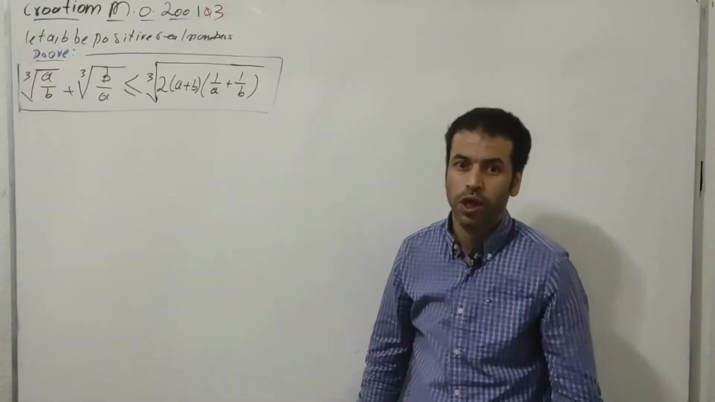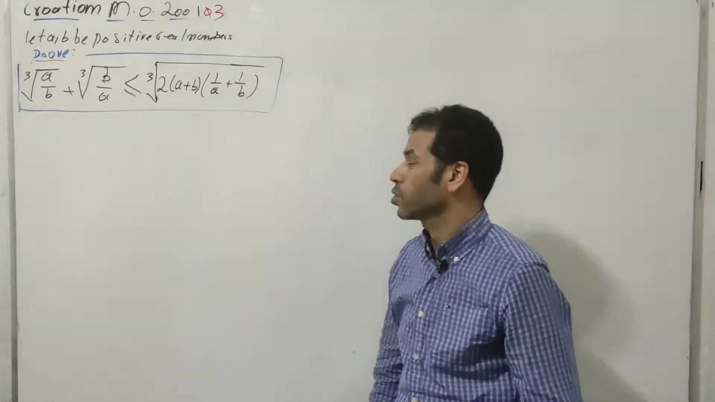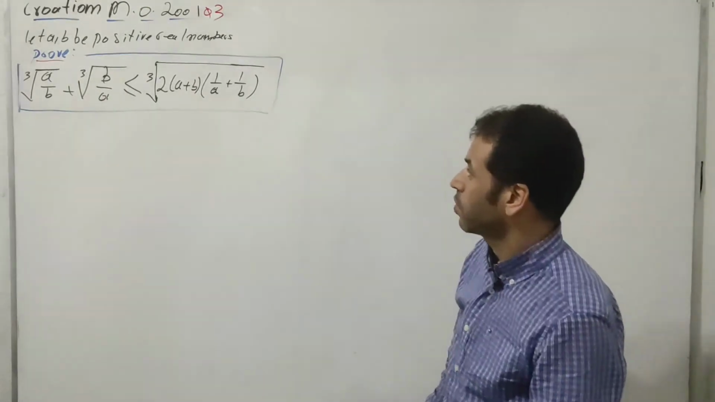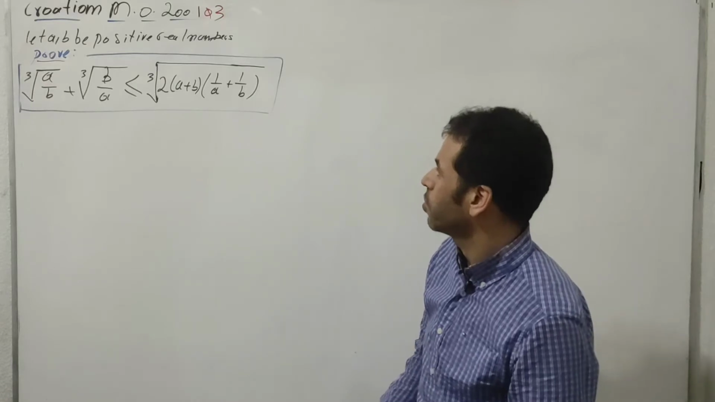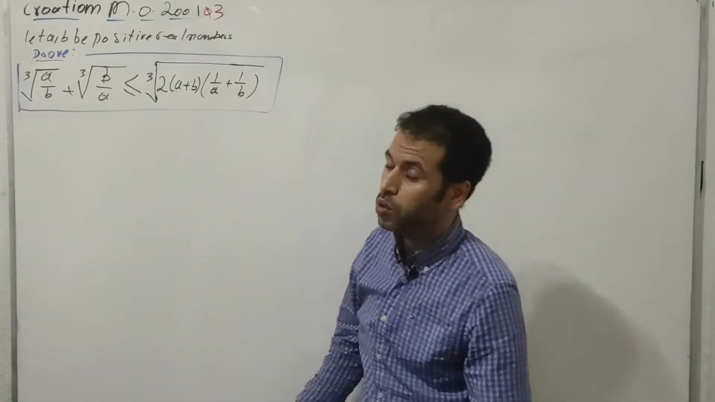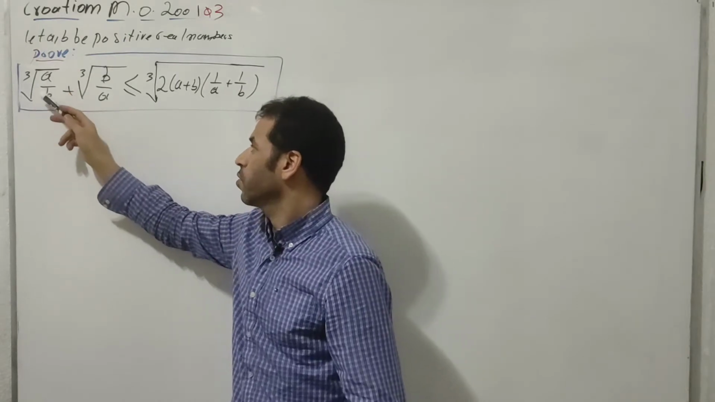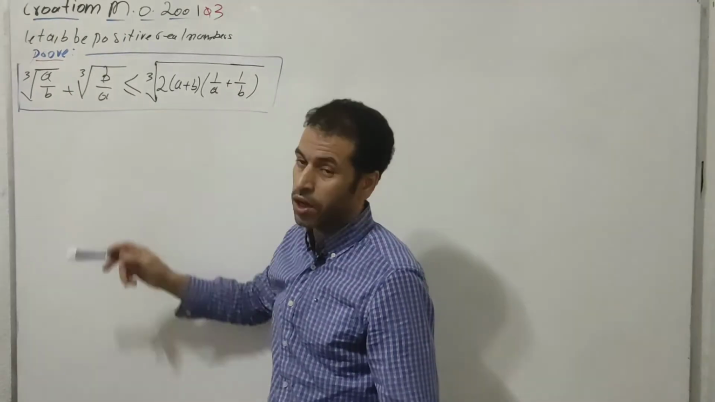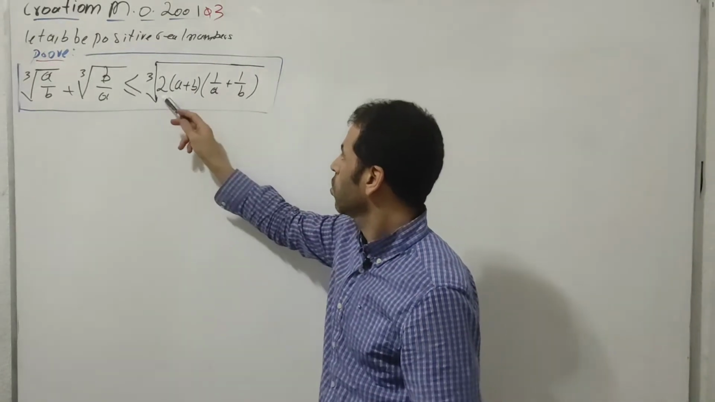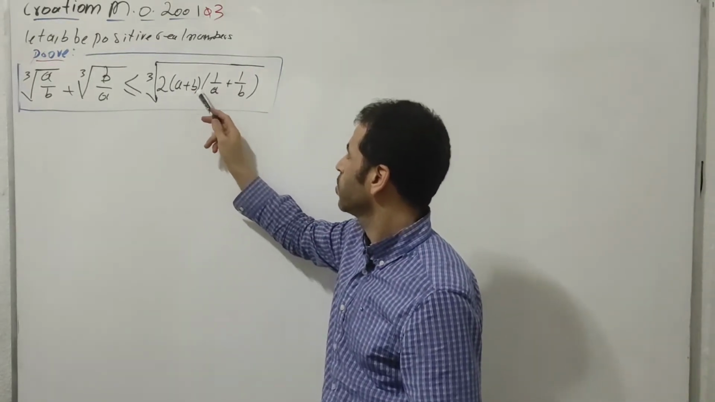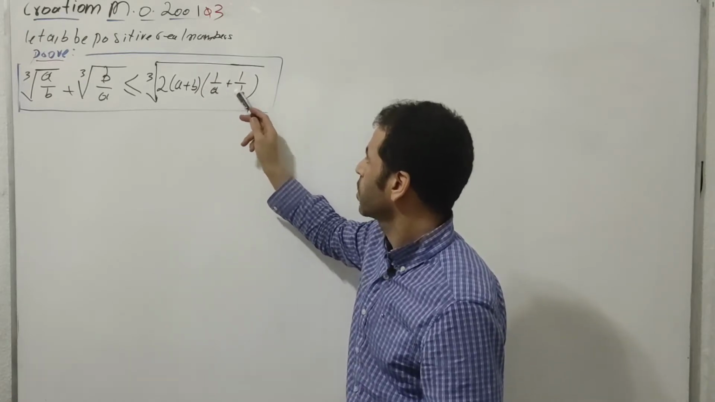In today's video, I would like to introduce a very nice problem of Croatian Mathematical Olympiad edition 2001, question number 3. Here is the following setup. Let a and b be positive real numbers. Our goal is to prove this inequality: the cube root of a over b plus the cube root of b over a is less than or equal to the cube root of 2 multiplied by (a plus b), multiplied by (1 over a plus 1 over b).